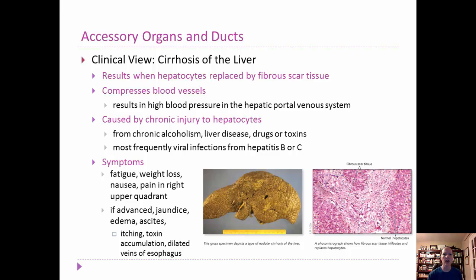So let's take a look at cirrhosis. This is where we have some kind of damage to the hepatocytes, and whenever they're damaged, they're not replaced by healthy hepatocytes, they're replaced by fibrous scar tissue instead. What happens is those reticuloendothelial cells secrete collagen, and that is going to be that kind of fibrous tissue that replaces them. So instead of having these healthy hepatocytes, you are going to have scar tissue instead.